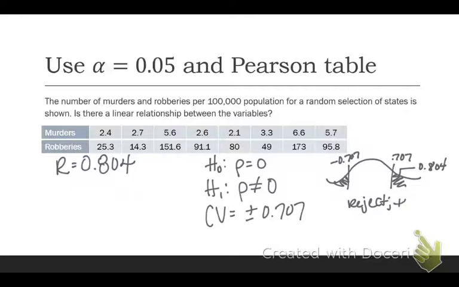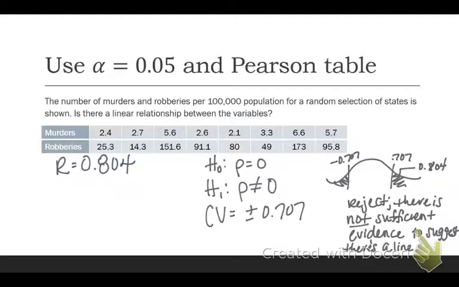So we would reject this claim, and we would say, to summarize, there is not sufficient evidence to suggest that there is a linear relationship. All right, and that would be our answer. Okay, so it's a little bit different than what we've been doing, but it's along the same lines. Unfortunately, we're just using a different table, and now that I've given you that beautiful Excel worksheet template, you can easily find your correlation coefficient because I love you.